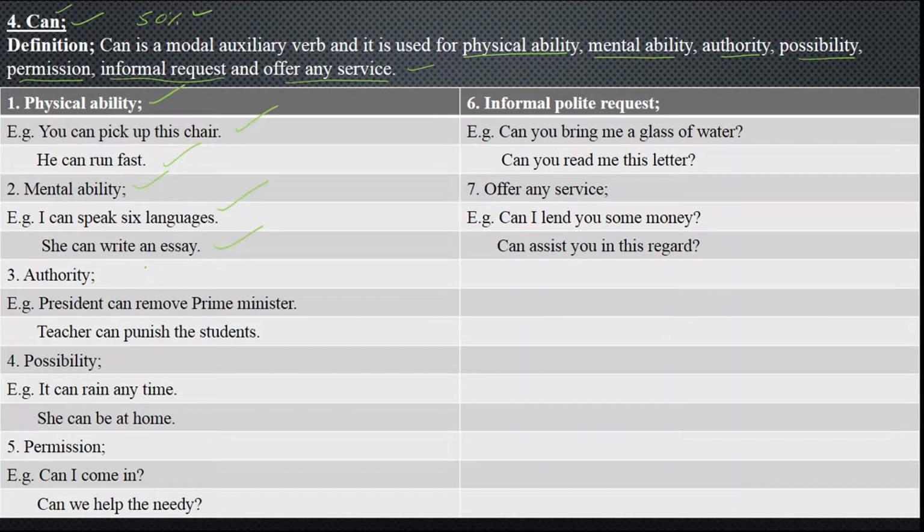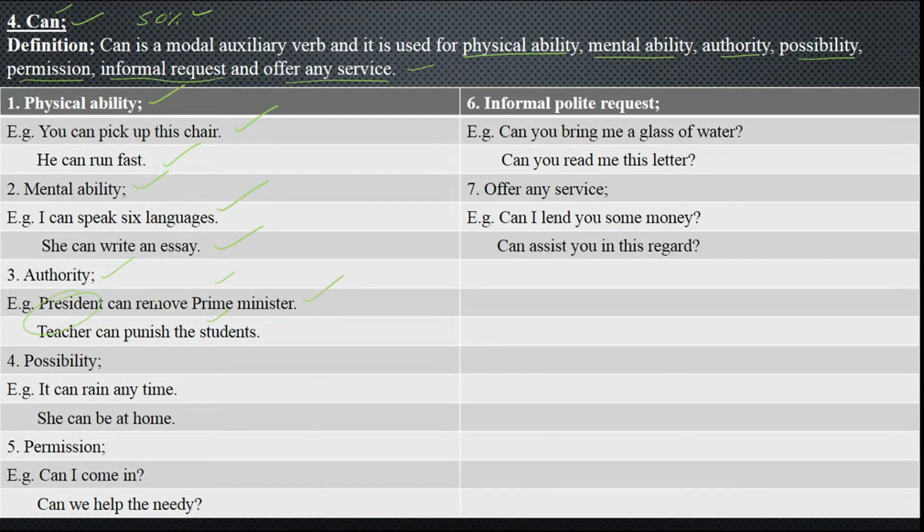And number three, modal auxiliary verb can is used for authority. Like I said, the president can remove the prime minister. It is known as authority, that the president has the authority to remove the prime minister. In the same way, the teacher can punish the students. The teacher has that authority to punish the students.